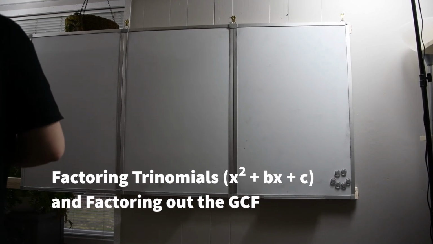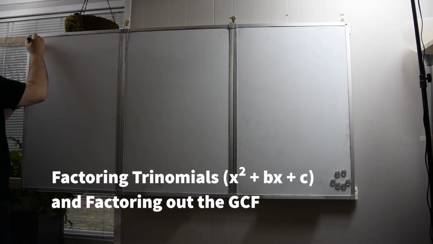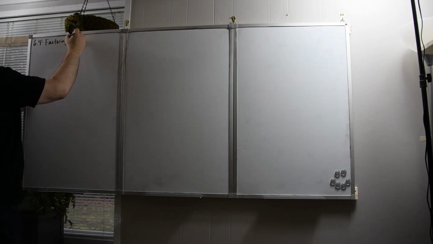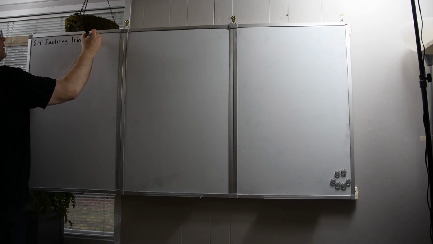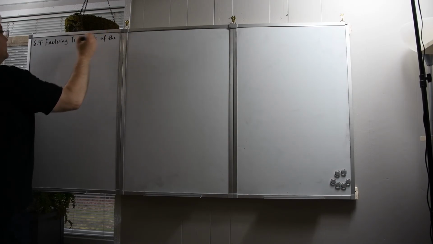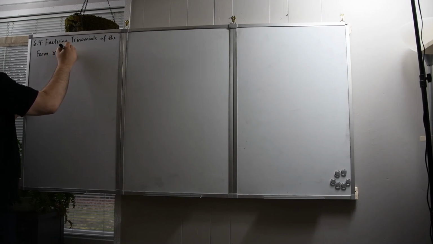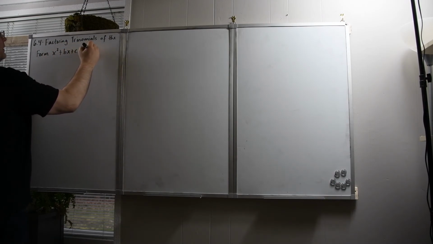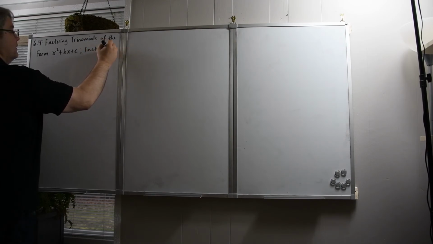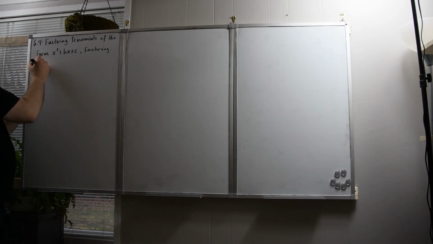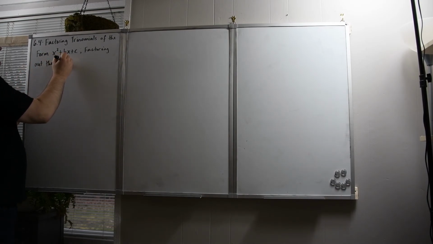All right, so this time we're taking a look at section 6.4, which deals with factoring trinomials of the form x squared plus bx plus c, and factoring out the GCF. GCF represents the greatest common factor.